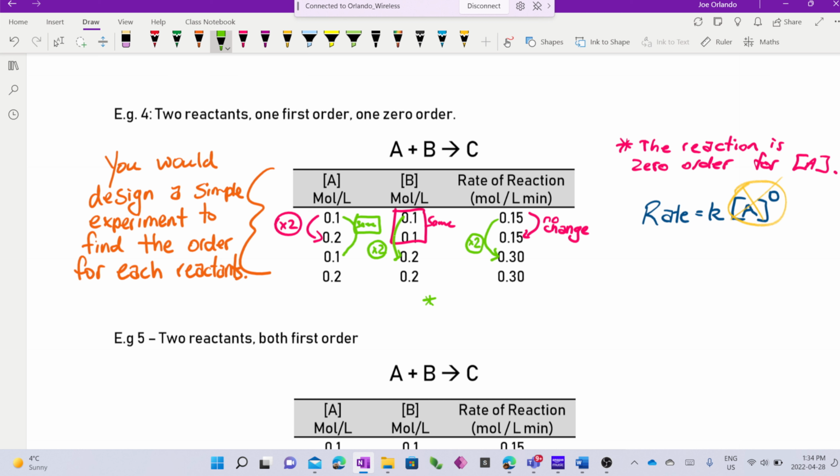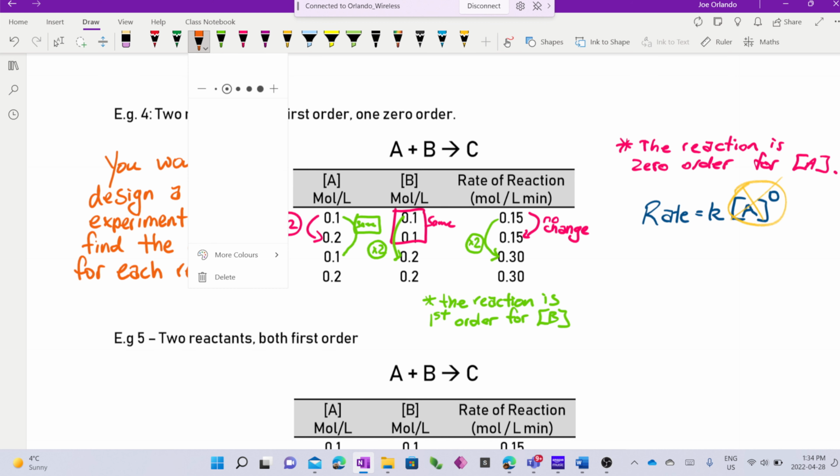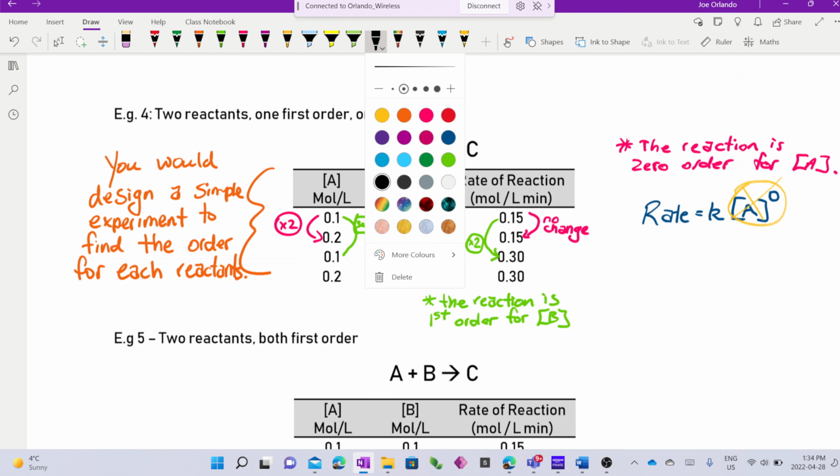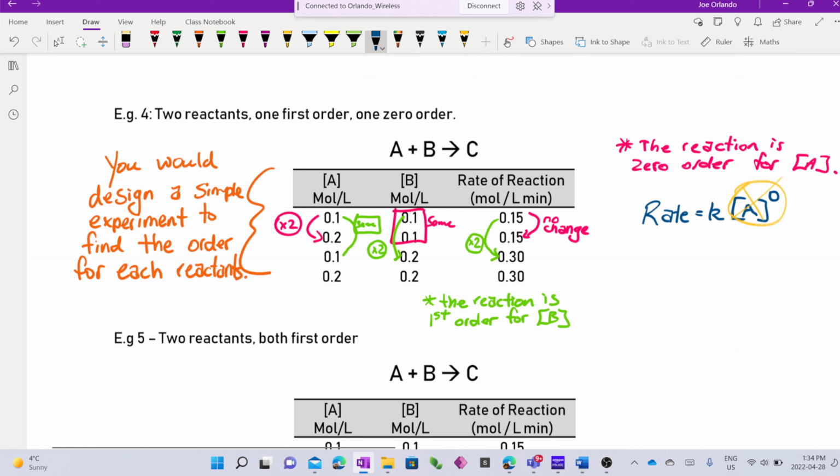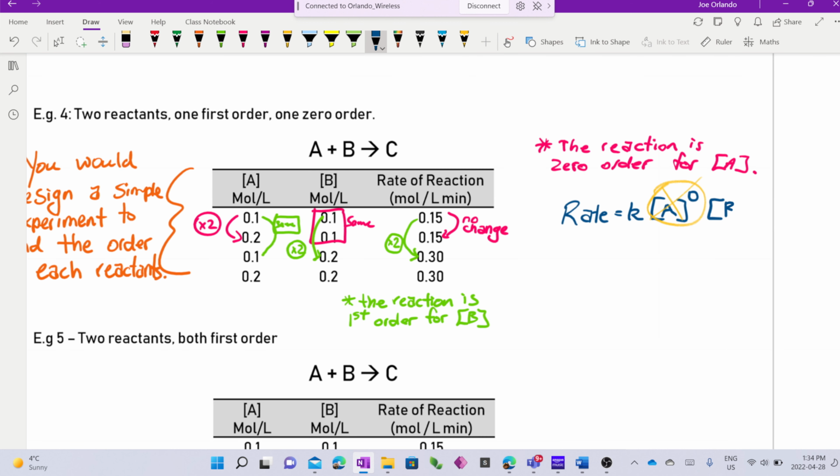There we go. So the reaction is what order with regards to B? Very good. And so we can keep going in our equation. We can say it's also multiplied by the concentration of B to the exponent of 1. And in that case, we would say rate equals K times the concentration of B to the exponent 1. We don't have to write about A.